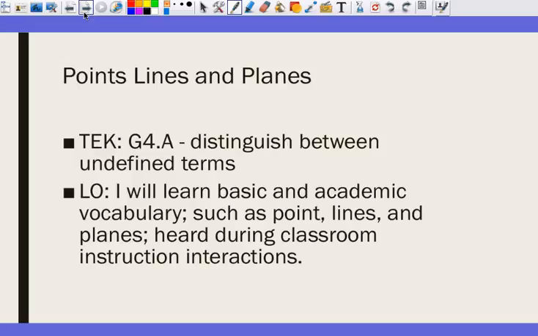The TEK is distinguish between undefined terms. The LO is I will learn basic and academic vocabulary such as points, lines, and planes heard during classroom instruction interactions. So, by the time you leave today, what are the 3 terms you should know? Points, lines, and planes. So if you don't know those 3 by the end of this lecture, you need to see me. Okay?